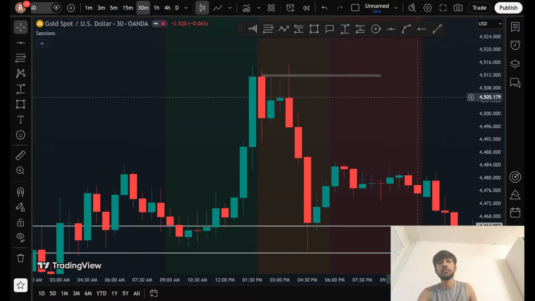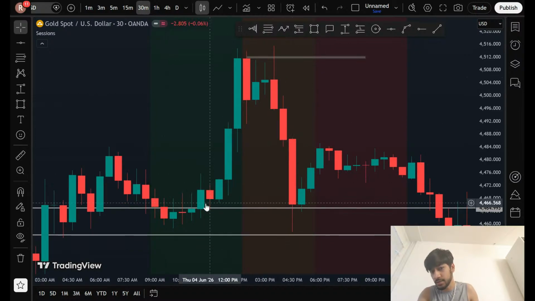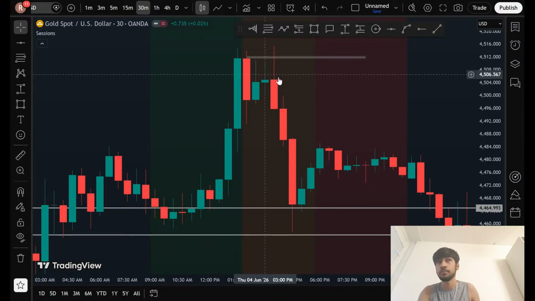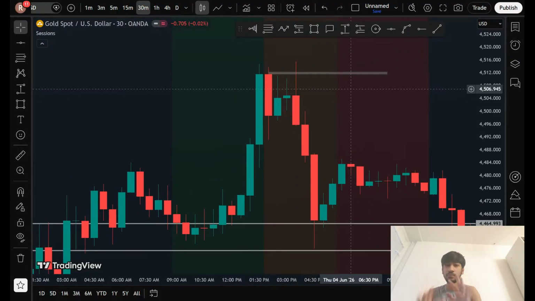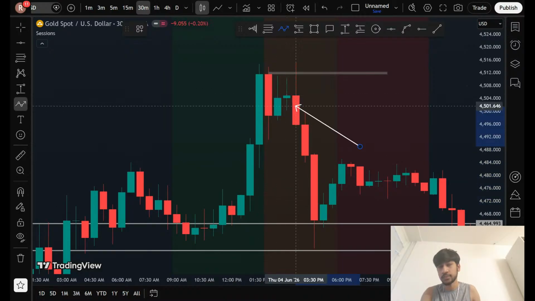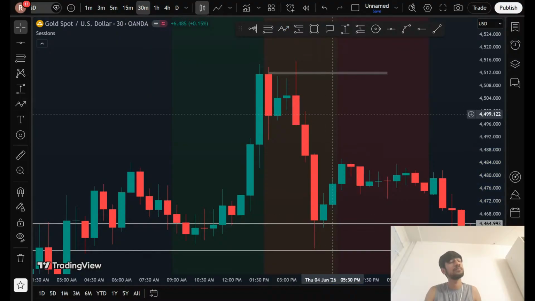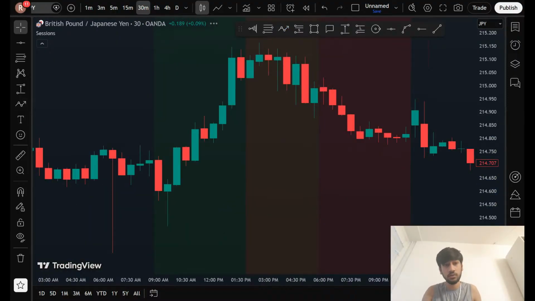So first step, identify market structure. Second step, you gotta identify the session trend. So what's the session trend here? We came down. It's kind of bearish, but we also have moved up. So it's not a consolidation either. It's not consolidation. It's not a bullish trend. It's not a bearish trend. So buying support made sense. You know what I mean?